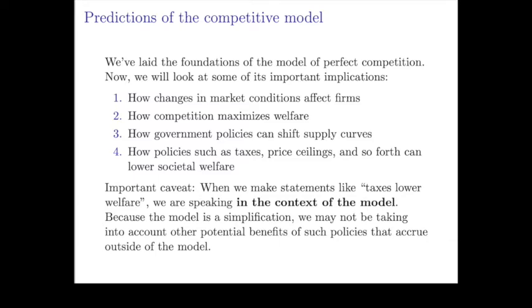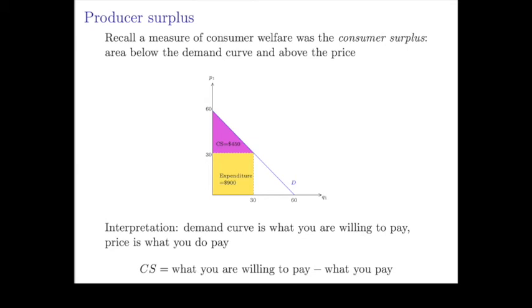effects are on producers. So if you remember, the area under the demand curve, but above the price, was what we called the consumer surplus. So if you look at the demand curve and you look at the price, it was the area between the price and the demand curve. And the expenditure was the area below the price up to the quantity. So the interpretation that we had for the consumer surplus was what you're willing to pay, which is given by the demand curve, minus what you actually pay for the good.